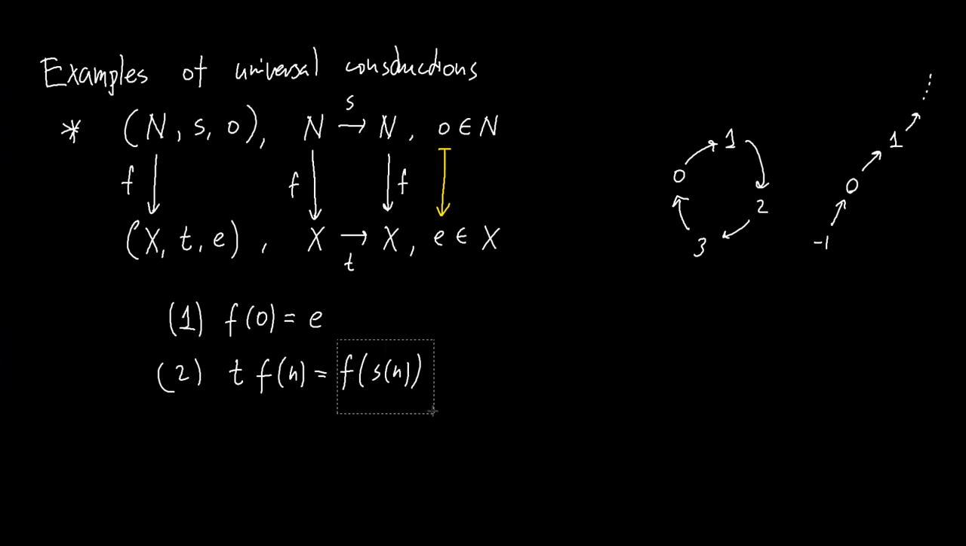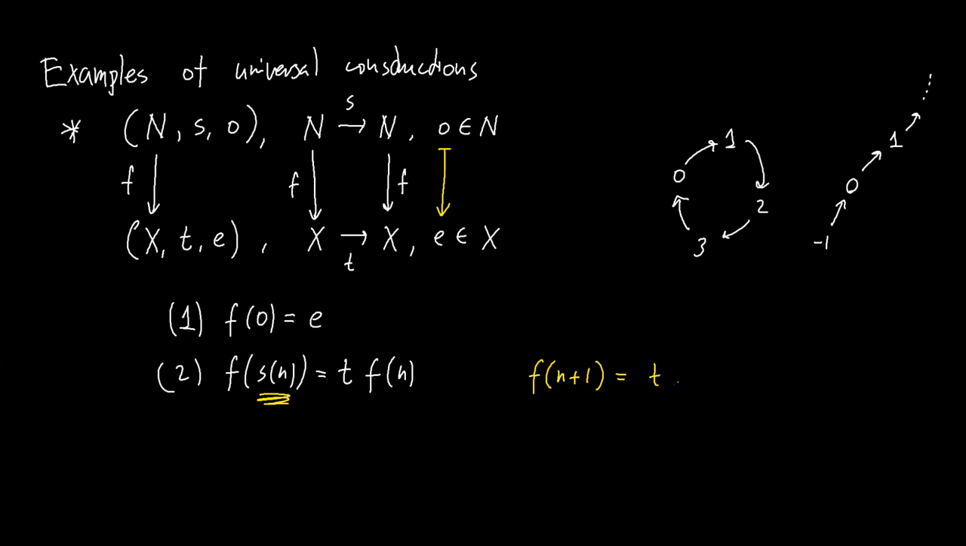And I can actually change the order around here deliberately to make it resemble something we know. Indeed, if I write my S of N as N plus 1, I get F of N plus 1 equals T of F of N. And what is this? This is something very familiar, right? We've seen such formulas before. We're declaring what is F of 0, and we're declaring what is F of the next number based on F of the previous number. Does this look familiar to you?